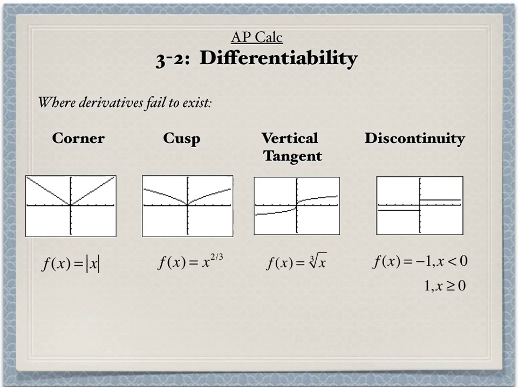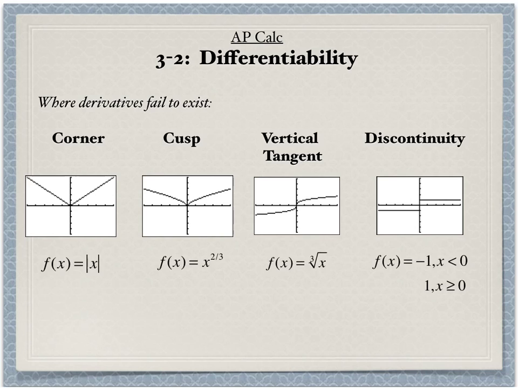Alright, first one's a corner, and you can kind of guess here why there might not be a derivative at x equals 0, because the slope coming in from this way will be different than the slope coming in from this way, and those slopes have to agree in order for that derivative to exist. So a classic example here is the absolute value function, but we'll see several other corners.